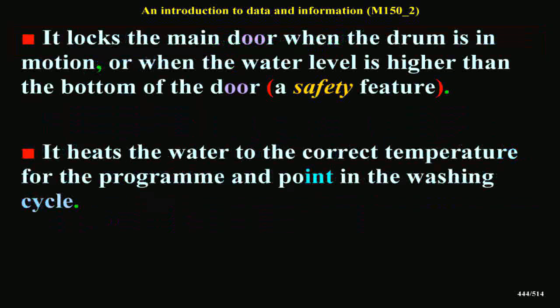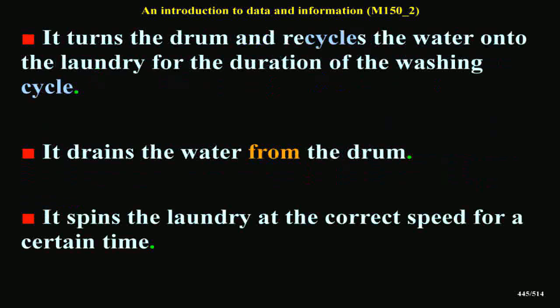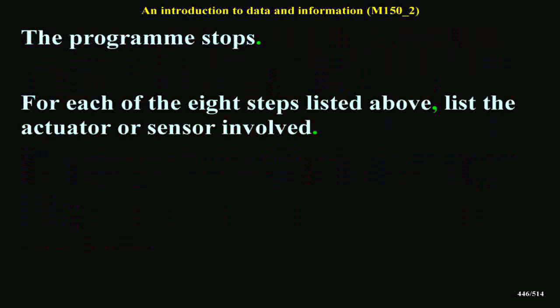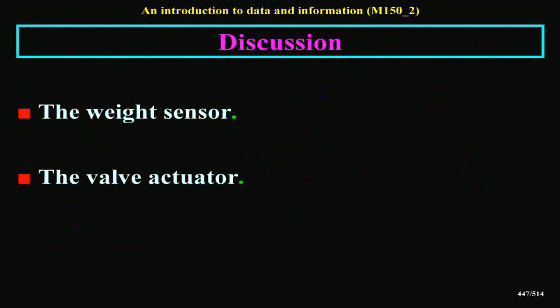It heats the water to the correct temperature for the program and point in the washing cycle. It turns the drum and recycles the water onto the laundry for the duration of the washing cycle. It drains the water from the drum. It spins the laundry at the correct speed for a certain time. The program stops. For each of the 8 steps listed above, list the actuator or sensor involved.